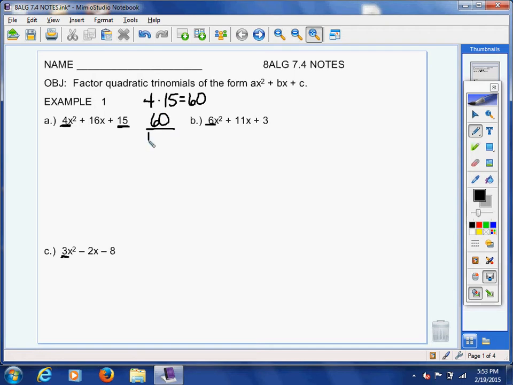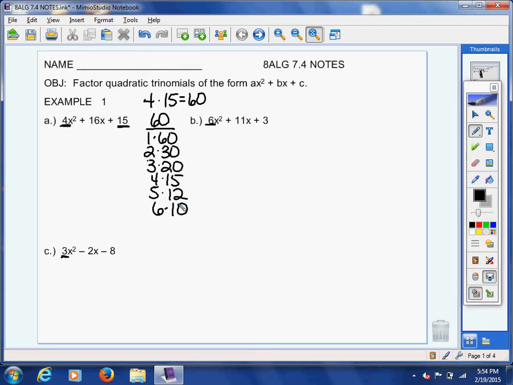So if I write it out, I do 1 times 60, 2 times 30, 3 times 20, 4 times 15, 5 times 12, 6 times 10, okay? 7, 8, 9 don't work. So here's my list, and everything's positive, so that's why I'm sticking with the positive factors. I don't need to worry about the negative factors because there are no negative signs.